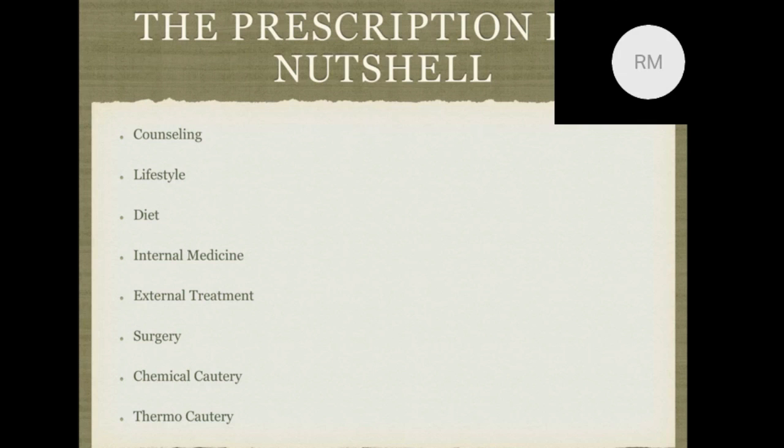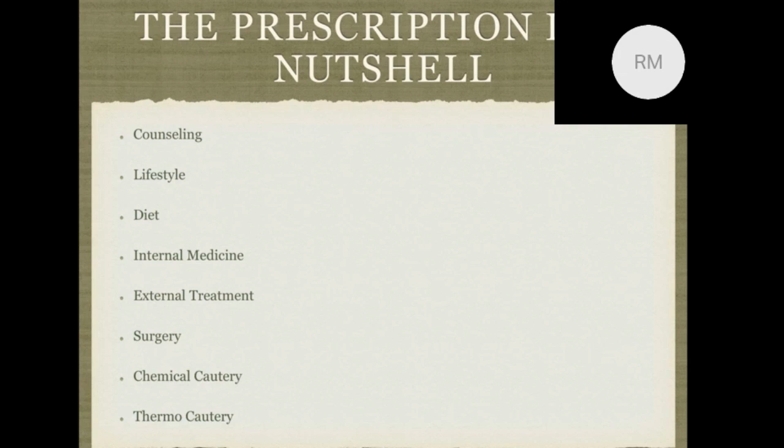This is a framework for prescription in Ayurveda: counseling, lifestyle, diet, medicines, external treatment, surgery, chemical and thermal procedures, and decisions in this order. If a treatment can end with just counseling, then that is the way to treat. If lifestyle can add to that, and then if you think you need to change the diet, then you must do that, and then only the medicines. So up to external treatment, these first five components are usually the common ingredients for a patient.